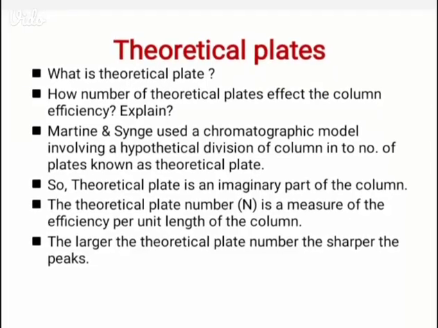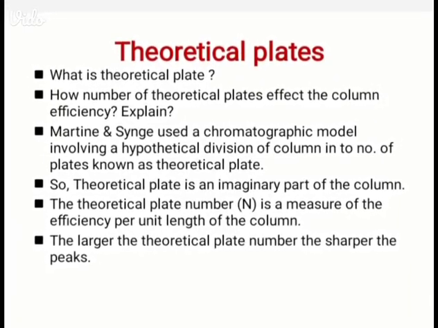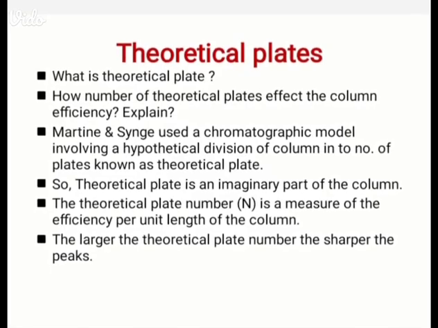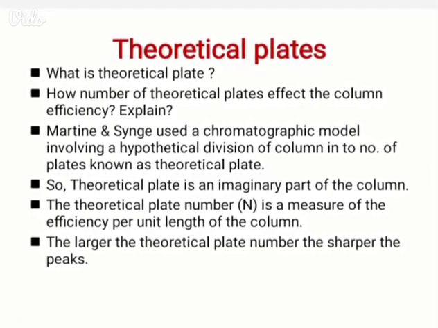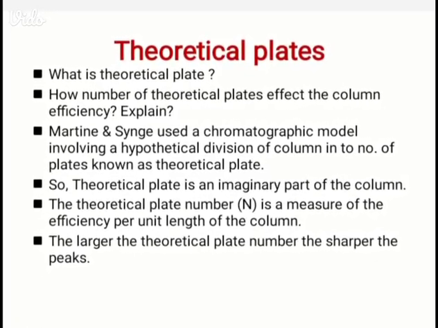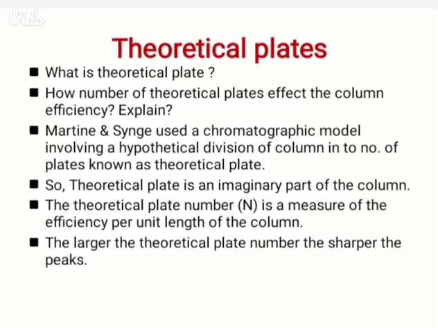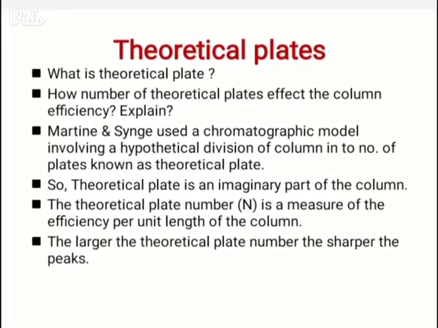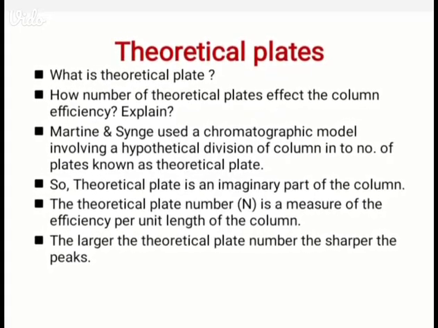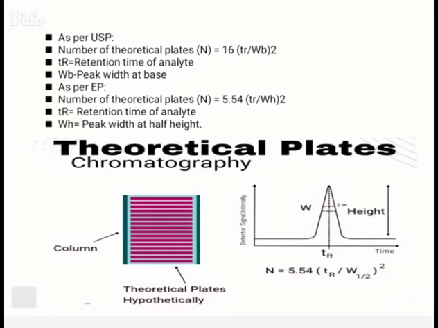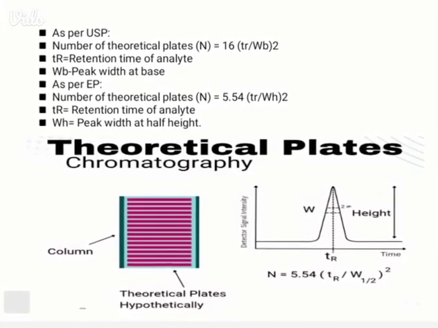This diagram shows a clear idea about the tailing factor, that is, T = AB/(2AC). Here we consider 10% of the peak height and 5% of the peak height. These are some deviations, or this describes how much tailing occurs within your diagram.